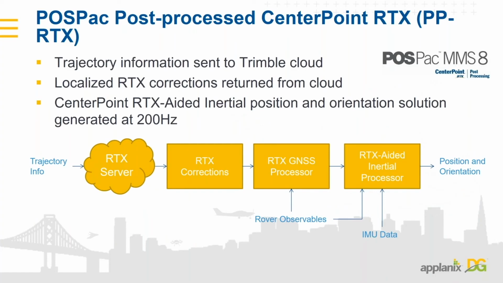So when you start post-processing utilizing RTX, which we're going to abbreviate down to PPRTX, in both POSPac or POSPac UAV, the workflow is pretty straightforward and simple. You get your trajectory information and upload it to the RTX servers. The RTX servers then determine the corrections for that area and provide those corrections back to you, which we then feed into the GNSS processor along with the raw observables, so we can really correct that GNSS data. Then all this information is fed into the inertial processor to blend in with the IMU and provide that highly accurate position and orientation information.